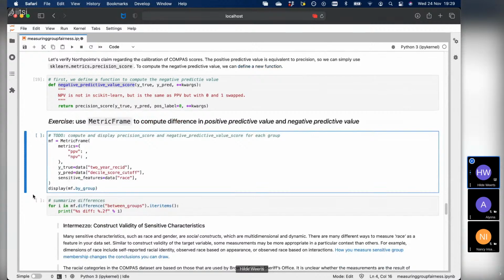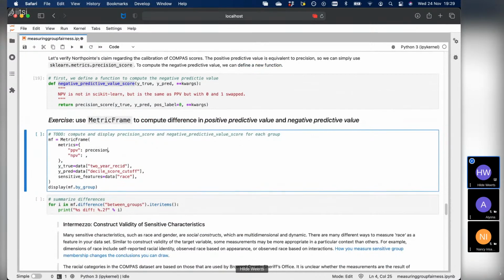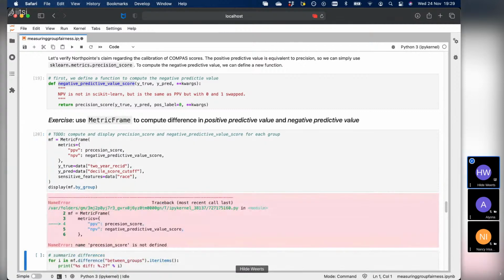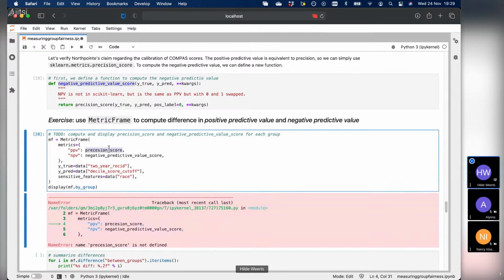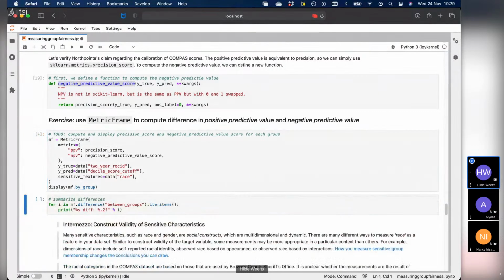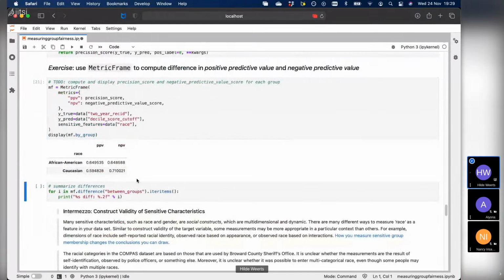And we can again use metric frame to compute this. So we can do precision score. And I'm just going to copy paste that because I'm lazy like that. Oh, and because I make typos all the time, apparently. Is this how you spell that? Yes, it is. All right.